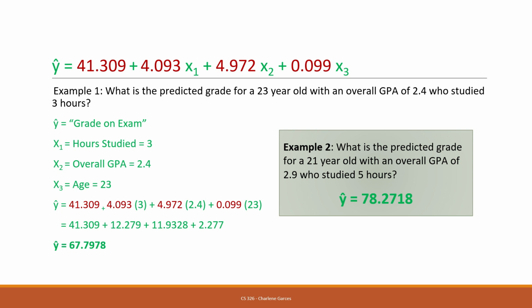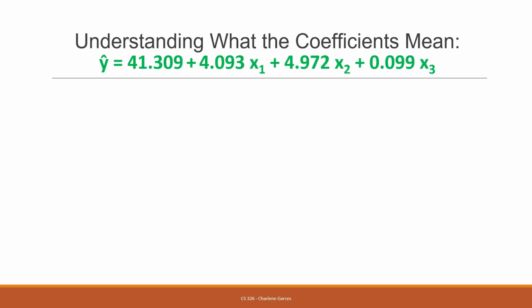So our Y will be the grade on exam. X1, what will be the X1? That will be 5 hours. Our overall GPA will be 2.9, and then our age is 21. So you have to replace all the independent variables, the X1, the X2, and the X3, so that you can come out with the 78.2718.